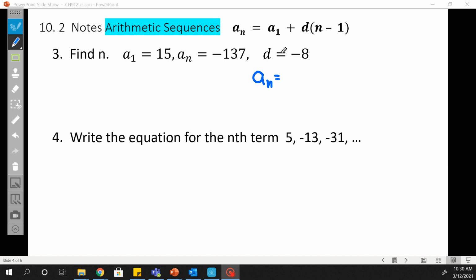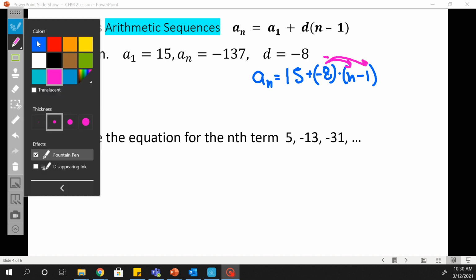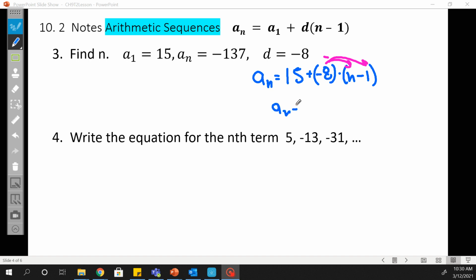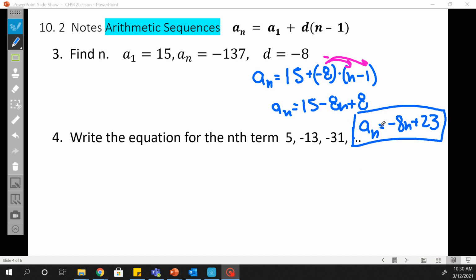All right, well, I'll start this the same way by writing out the formula. So the nth term is equal to the first term plus the difference, so plus negative 8 times (n minus 1). I'll put this into standard form by distributing the negative 8. So a sub n equals 15 minus 8n plus 8. So a sub n equals negative 8n plus 23. All right, so this will determine the sequence.